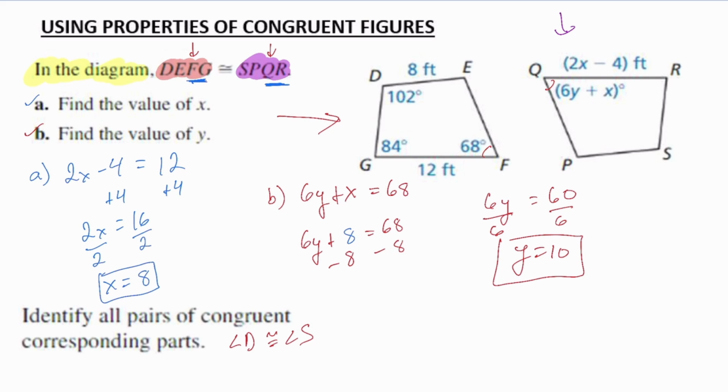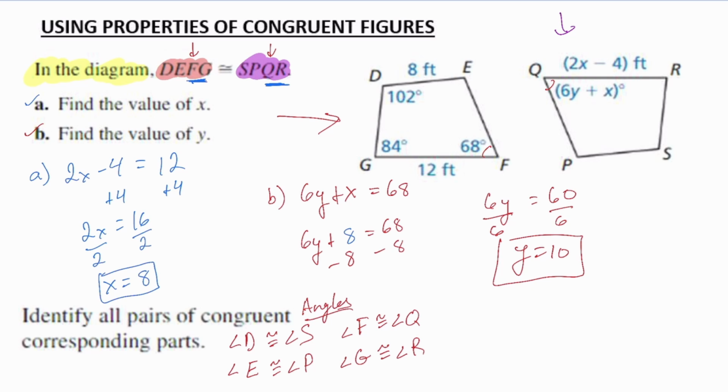Next on our list, we have E and P. So we would say angle E is congruent to angle P. Following along, we've already used this fact that angle F is congruent to angle Q. Next, we can say that angle G is congruent to angle R. So those are all my angles. We have 4 angles in the 2 figures, so the angles are taken care of.